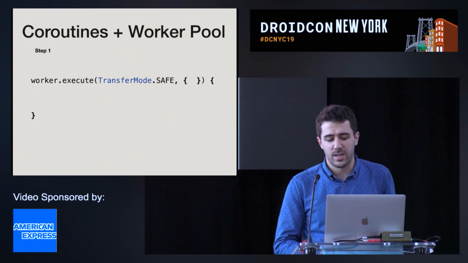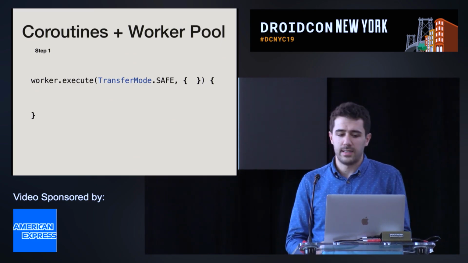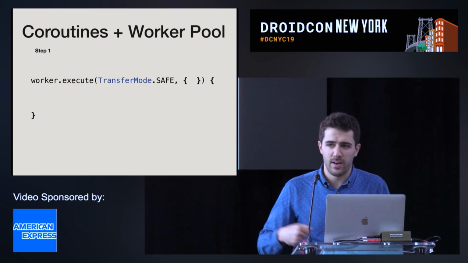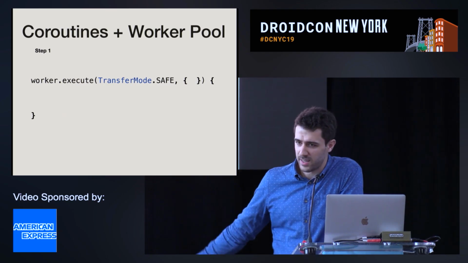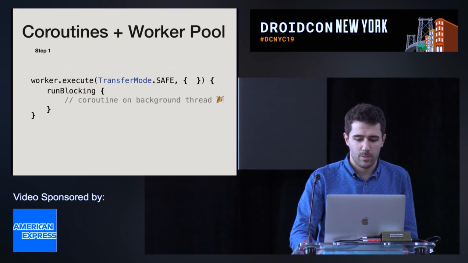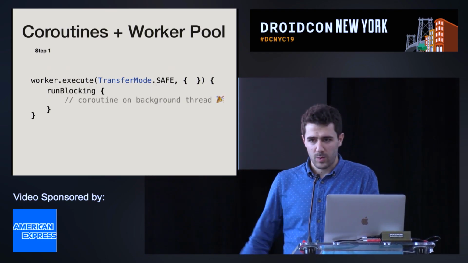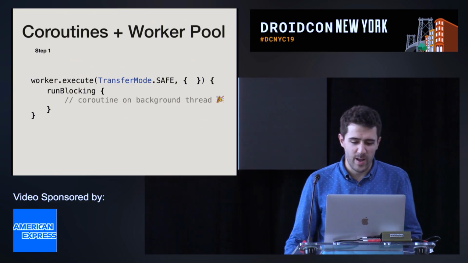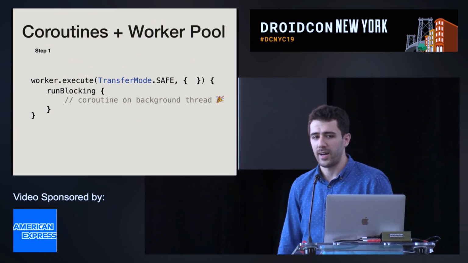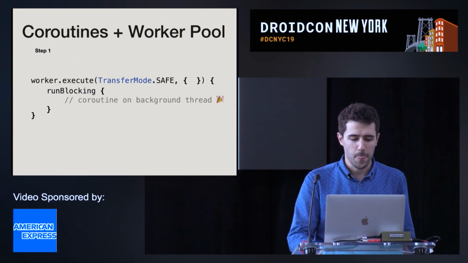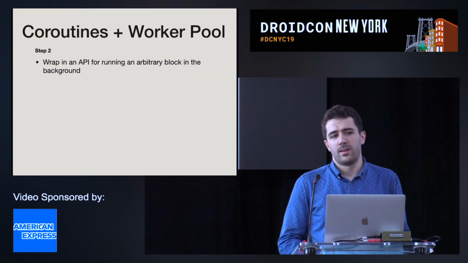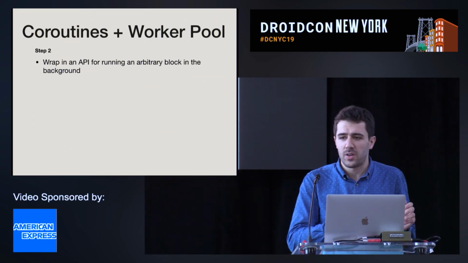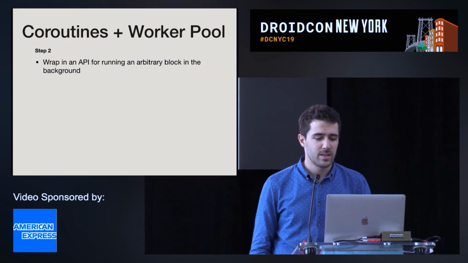So the first step is we're going to take our worker and essentially make it so that we can run blocking, run coroutines in the background. So to do that, we're just going to go ahead and drop run blocking into place. And now we have a place where we can run coroutines in the background in a worker. The next step is what we want to do is essentially abstract all of the details of worker so that we don't have to think of them.